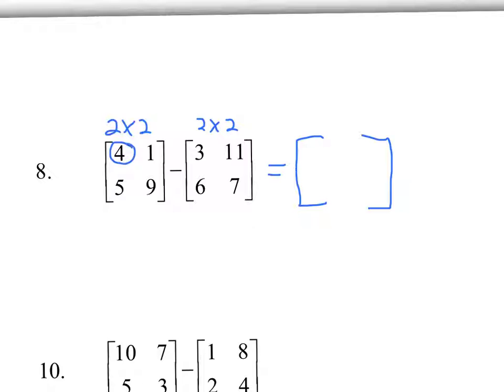So here we're going to do 4 minus 3. 4 minus 3 is 1. Okay, and then let's do 1 minus 11. That's negative 10. And then we'll do 5 minus 6. So you always want to make sure you're adding or subtracting the numbers that are in the same position. 5 minus 6 is negative 1. And then lastly we have 9 minus 7, and that is 2. So there is your answer matrix, 1, negative 10, negative 1, 2.